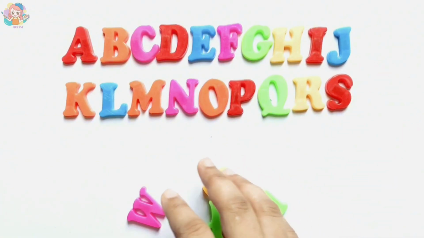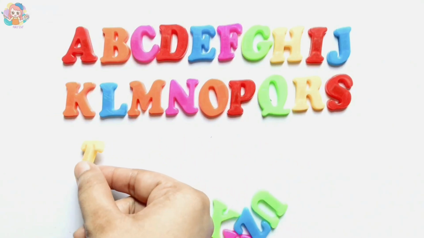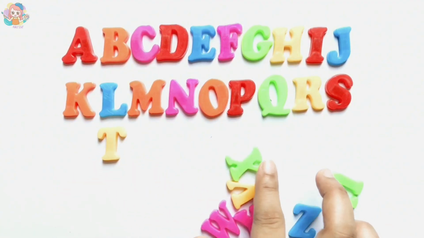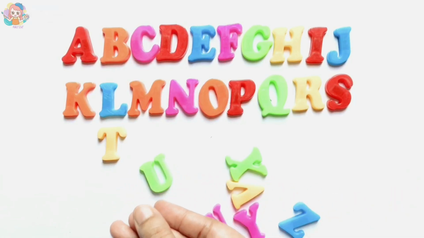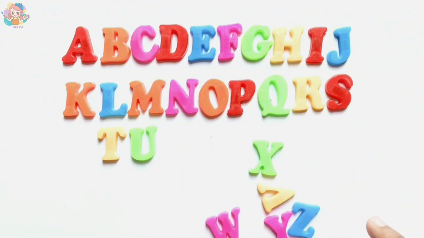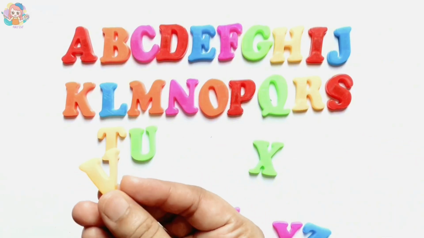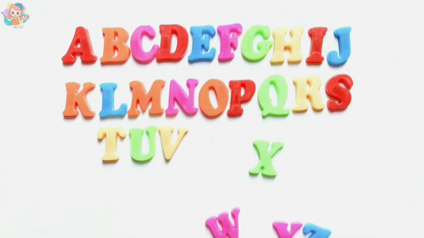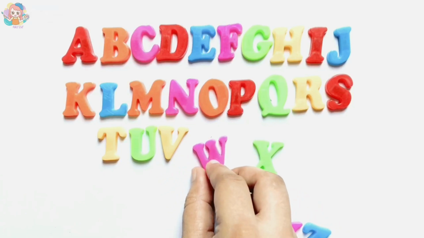Next alphabet. T. Where is? Oh yes, T. T for train. Next alphabet. U. U for unicorn. Oh wow. Next alphabet. V. This is a V. V for violin. Next alphabet. W. Oh yes. W. W for watch.